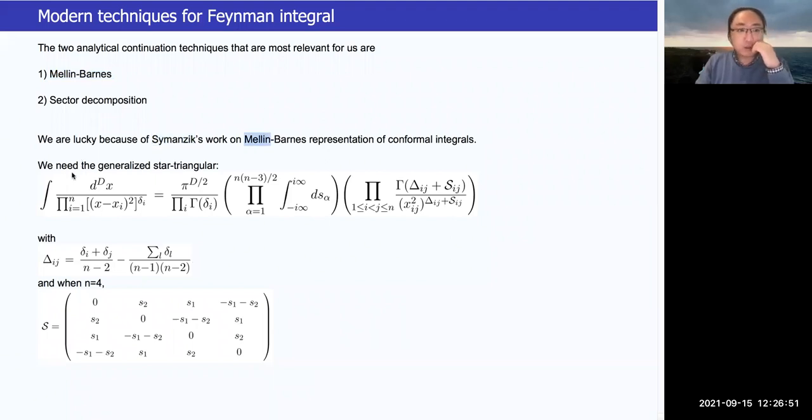So in fact, we need the generalized star-triangle formula. This is indeed a star, right? You integrate out the x coordinate, and then you get rid of this.